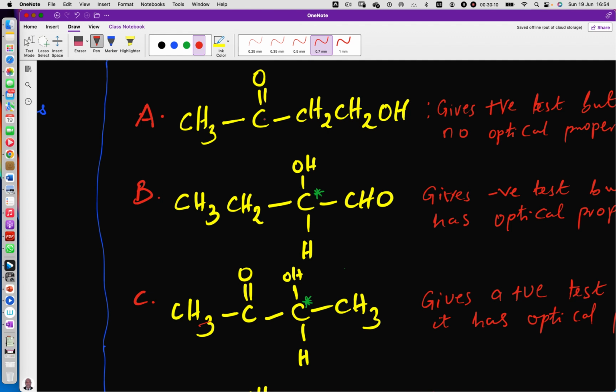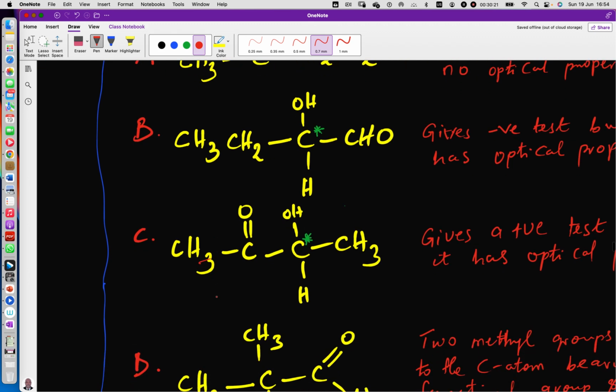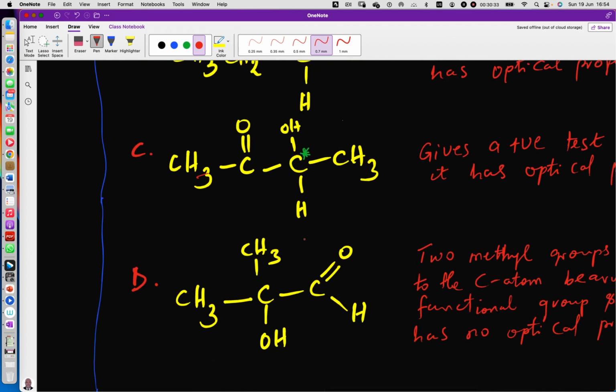This one doesn't have any optical activity. There's no carbon atom there that has 4 different functional groups. C has a carbon atom that has 4 different functional groups, so it can undergo optical isomerism. D does not have a carbon atom that has 4 different functional groups. Instead it has a carbon atom that has 2 methyl groups. So now let's analyze it.